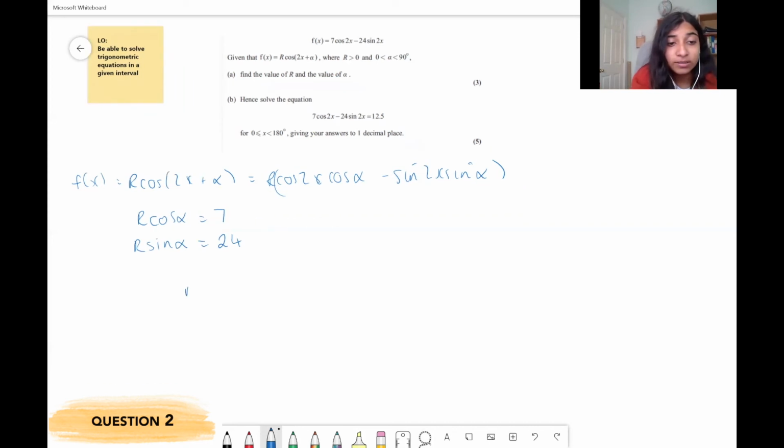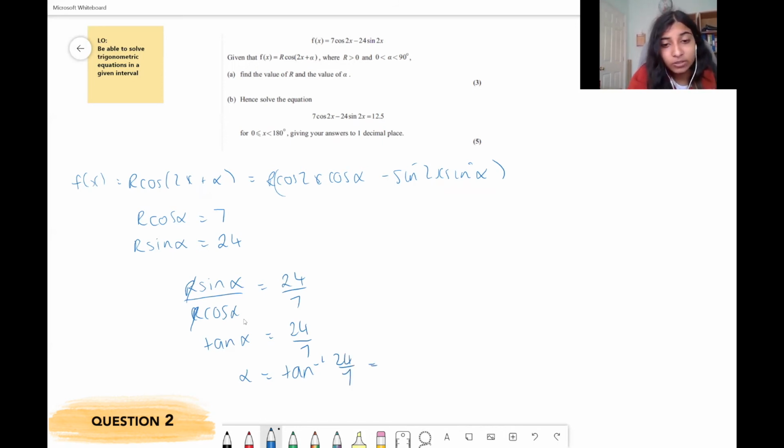So if we do r sin alpha over r cos alpha, that would just be equal to 24 over 7. Then we can cancel this out, so we get tan alpha is just equal to 24 over 7. So then alpha is equal to the inverse of tan of 24 over 7, which is also just equal to 73.7 degrees. So that's alpha.